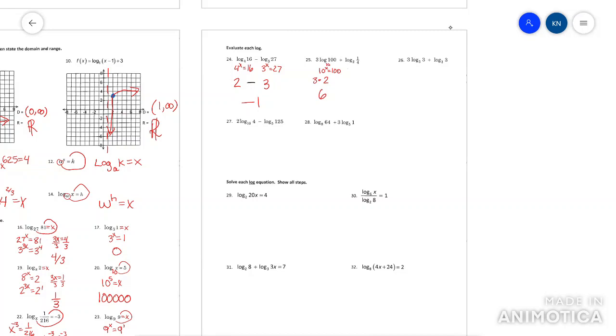Then this one, it would be like 2 to what power makes 1/4? Well, 4 is 2 squared, and then when you bring it up to the top, it becomes negative. So it's really like 2 to the x equals 2 to the negative 2. So this one is negative 2. And there was a plus in the middle to start off with. So it's like 6 plus negative 2, which is 4.